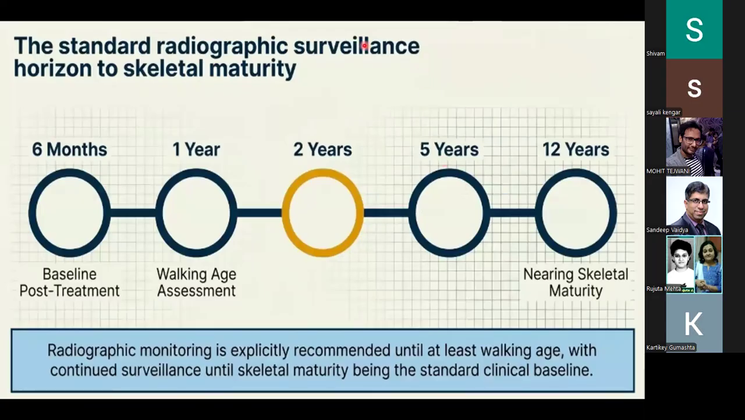For standard radiographic surveillance, we should do regular follow-up at 6 months of age, 1 year, 2 years, 5 years, 12 years, and further until skeletal maturity. Radiographic monitoring is recommended until at least walking age, with continued surveillance until skeletal maturity being the standard clinical baseline.